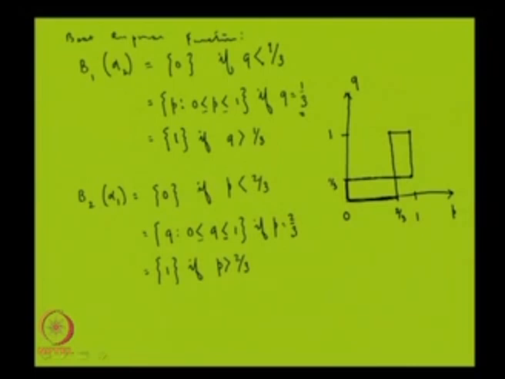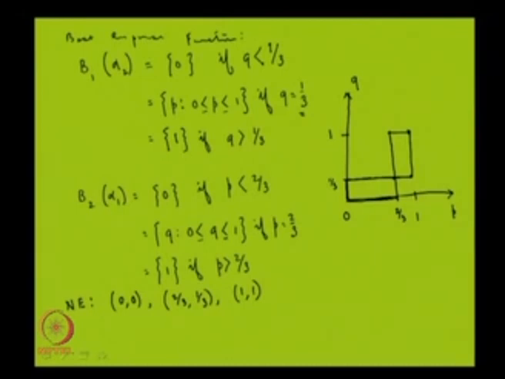Now, these are the best response functions, and one can see that there are three Nash equilibria here, mixed strategy Nash equilibria, that is, one is occurring here, the other is here, and the last one is here. So, the first one will be given by p is equal to 0, q is equal to 0. The second one is given by 2/3, 1/3, and the third one is given by 1, 1.